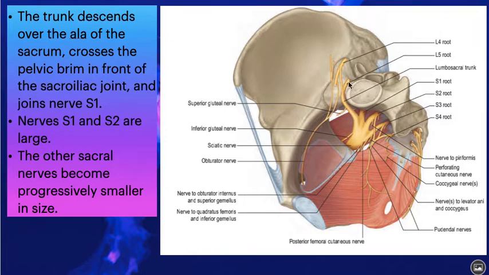Now this trunk descends over the ala of the sacrum, crossing the pelvic brim in front of the sacroiliac joint and joins the nerve S1. Okay, over here. S1 and S2 are large and the other sacral nerves become progressively smaller.